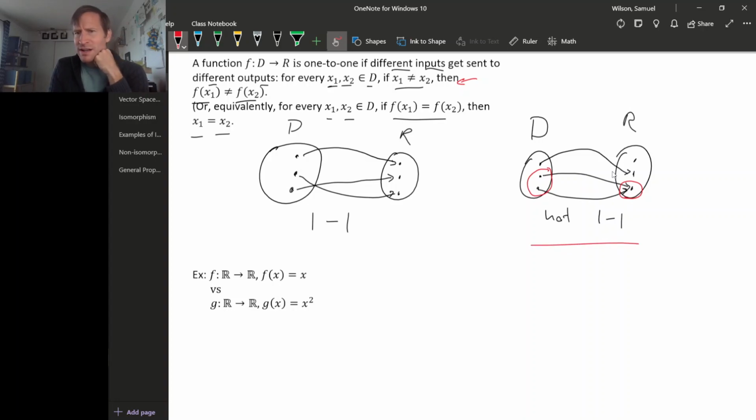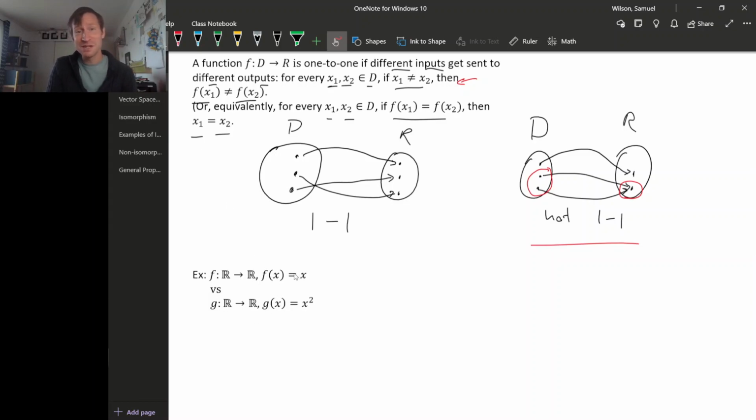The way that I've drawn it, it might appear that if a function is not one-to-one, then it can't be onto because we've missed a value here. But that actually isn't the case, right? If I just delete this, if I modify the function slightly, this function is onto, but it isn't one-to-one. So being onto and one-to-one aren't necessarily related to each other.